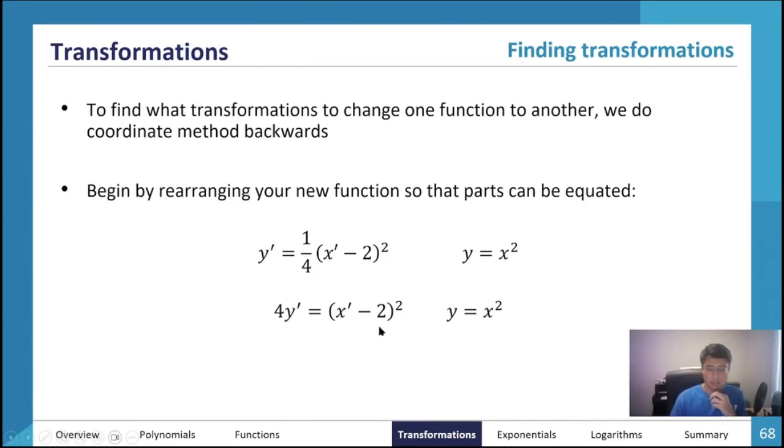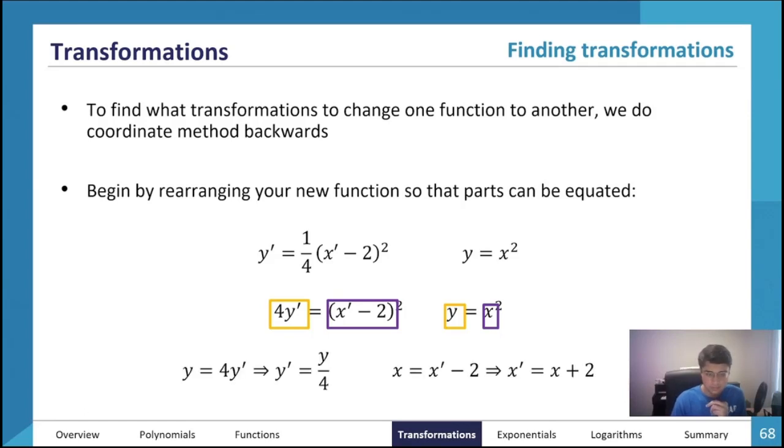Then we can equate the parts. So first of all, we equate 4y dash and y. Then second of all, we equate x dash minus 2 and x. So we have these expressions. Then we can rearrange to isolate y dash and x dash, as you can see we've done there. y dash is y over 4, x dash is x minus 2.